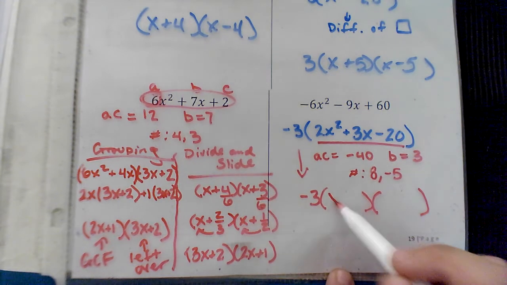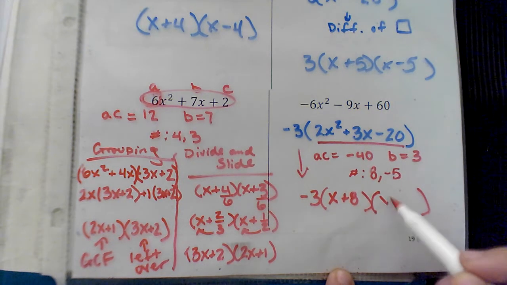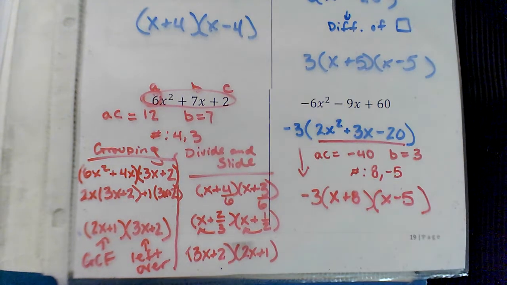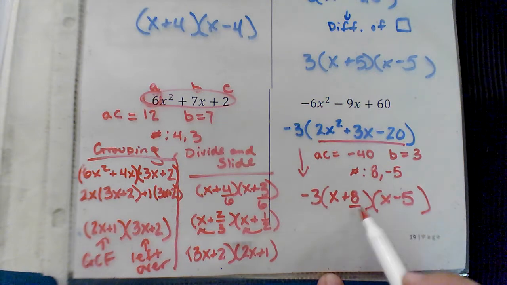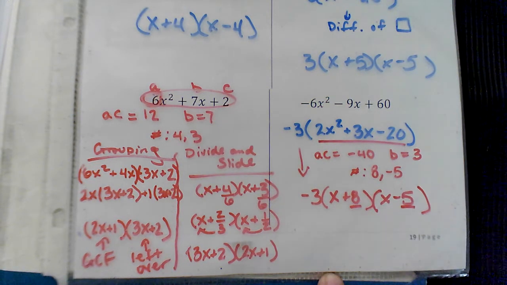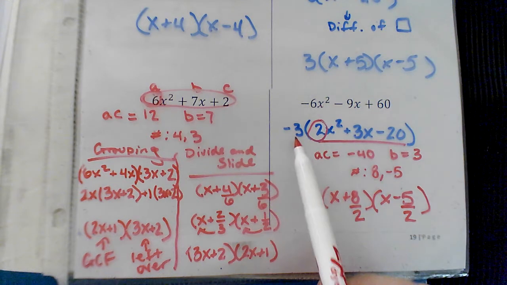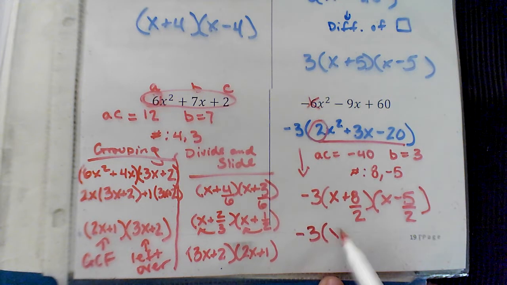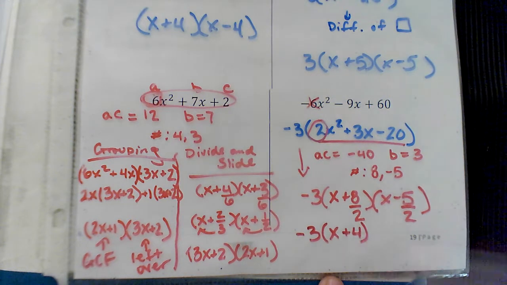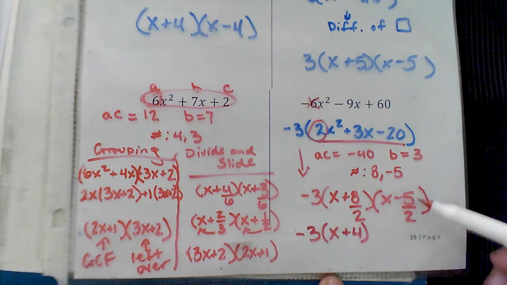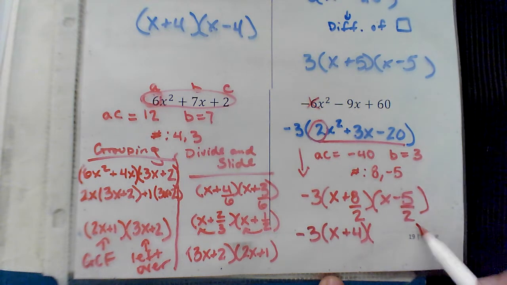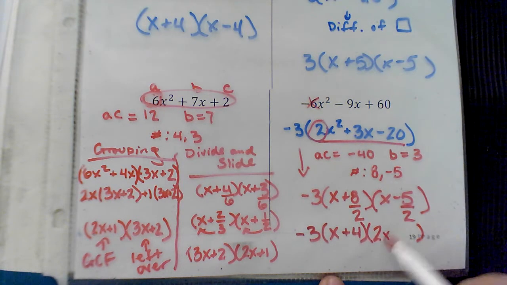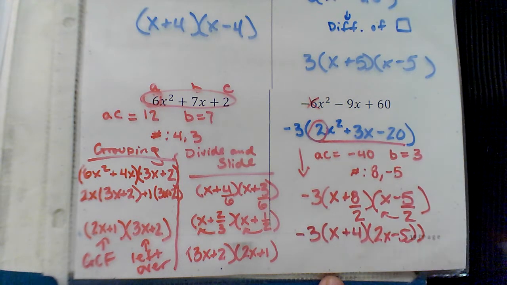All right, divide and slide. We have x plus 8, x minus 5. What do we divide by? What's our A value? 2. It's now 2 because we took out the negative 3. It's no longer the negative 6. Divide by 2. So 8 divided by 2 simplifies to 4, a whole number, so we don't have to worry about it. 5 over 2 does not simplify, so 2x minus 5. Slide the 2 over.